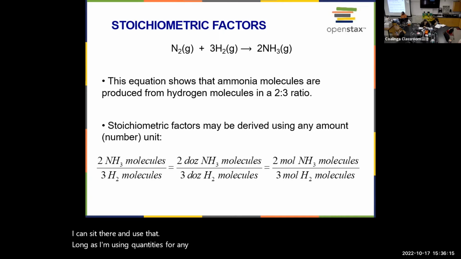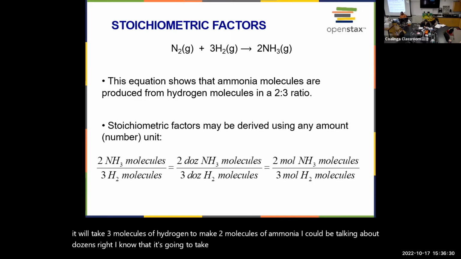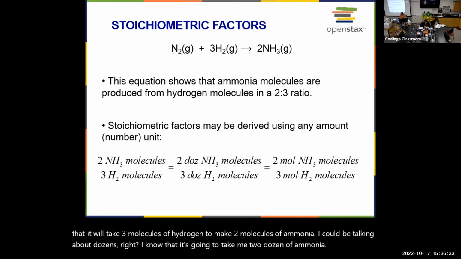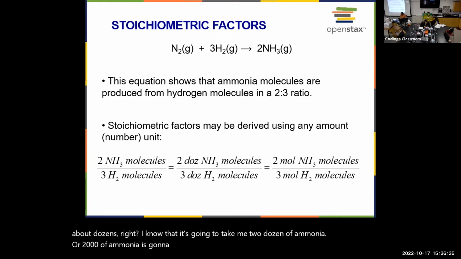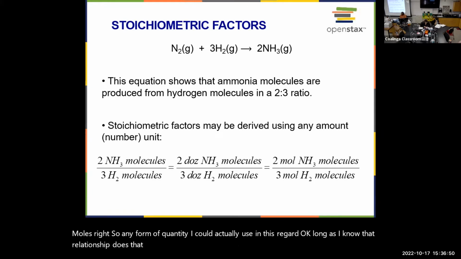I can use that as long as I'm using quantities of any form. I could talk about molecules. I know that it will take 3 molecules of hydrogen to make 2 molecules of ammonia. I could be talking about dozens: 2 dozen of ammonia is going to require 3 dozen of hydrogen. Or I could be talking about moles. So any form of quantity I can use in this regard, as long as I know that relationship. Does that make sense?